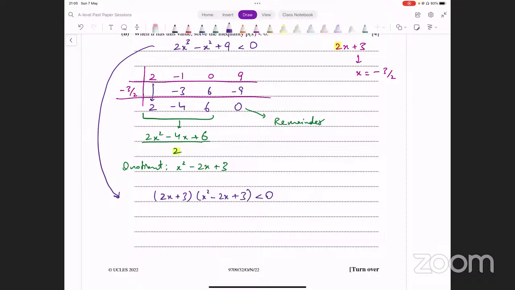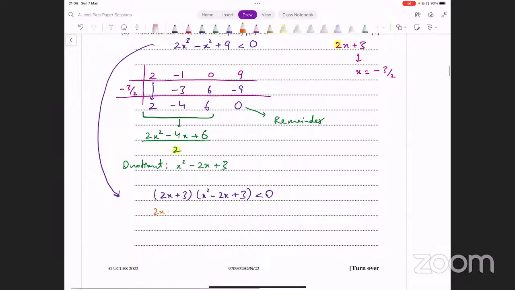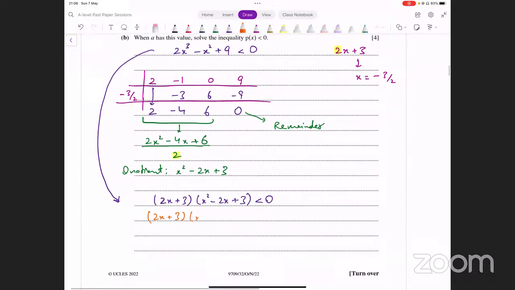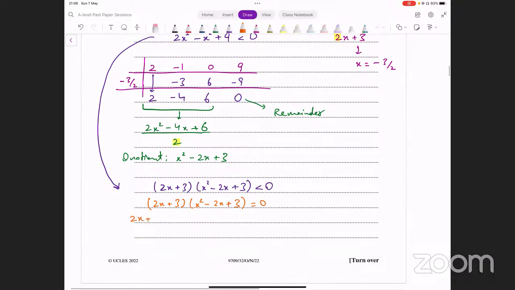Now how do you solve cubic inequalities? What we used to do is, we said let's treat this as an equation first of all, and solve that equation first. 2x plus 3 into x square minus 2x plus 3 equal to 0. Let's solve this equation first of all. Now this gives us either 2x plus 3 equals 0 or x square minus 2x plus 3 equals 0. Now from the first equation, what did you get? x equals -3/2.